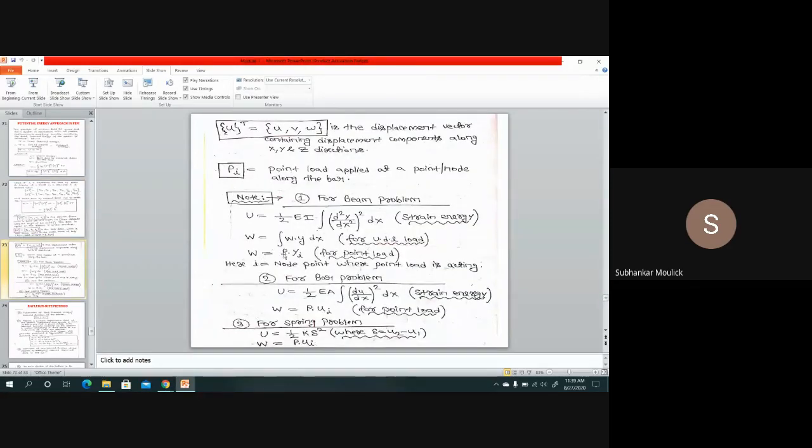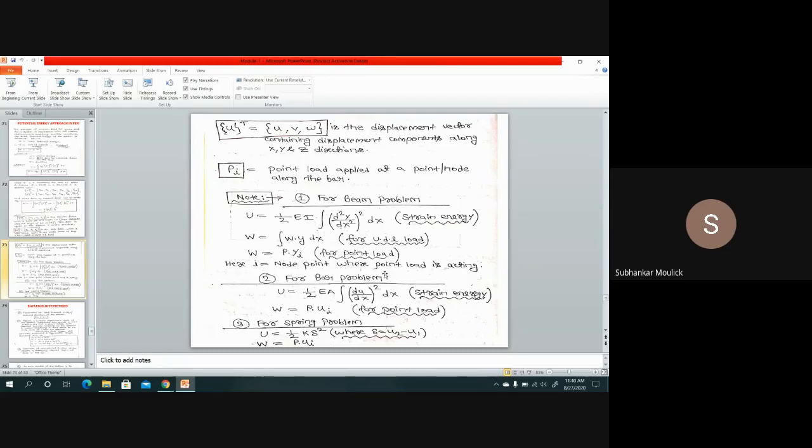And also I have told you that if it is a beam problem, what will be the expression for strain energy in integral form? Already you have studied all these things in your strength of materials, but here we have to define every equation in terms of integral form. That is the variational approach. So for a beam problem, this is the expression for strain energy. And if UDL is acting, that means if a traction force is acting, this is the expression for work done, and for a point load, this is the expression.